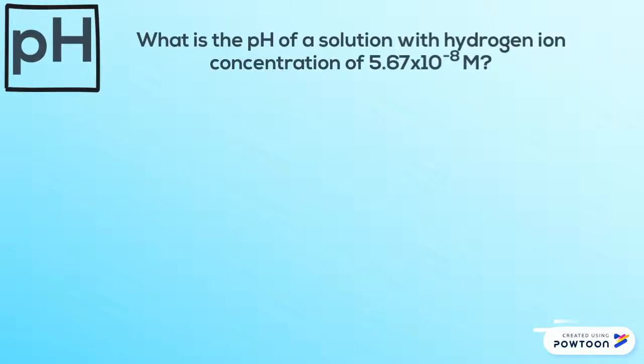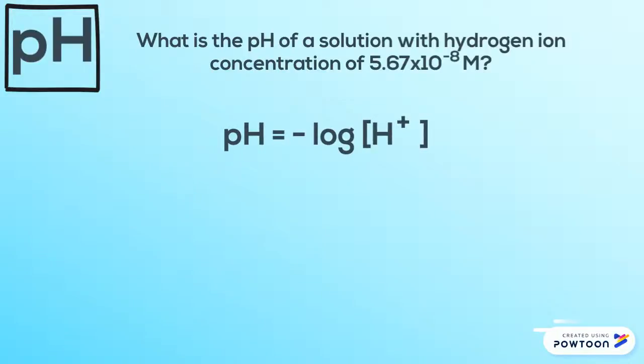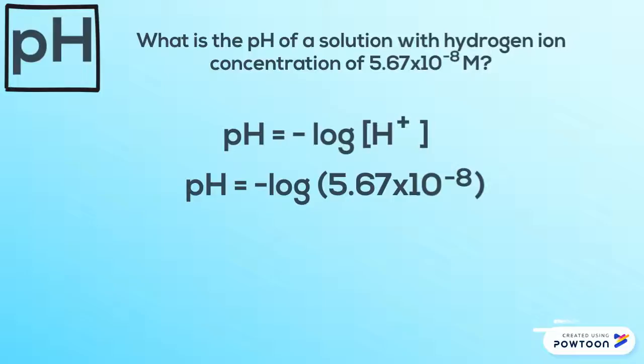Let's try an example. What is the pH of a solution with a hydrogen ion concentration of 5.67 times 10 to the negative 8? We need to use our pH equation, plugging in our concentration for hydrogen, and calculating. We get an answer of 7.25.